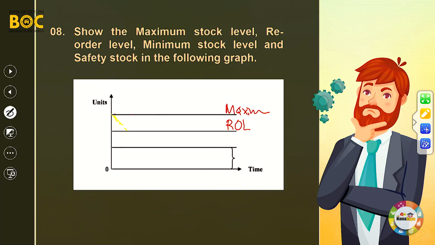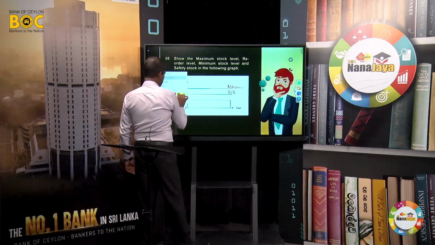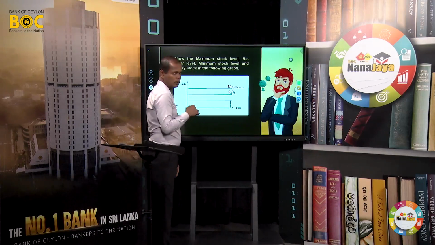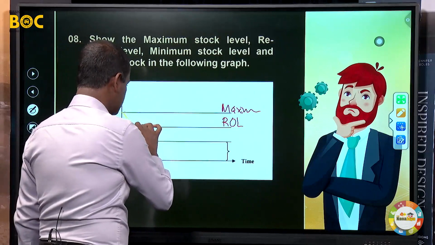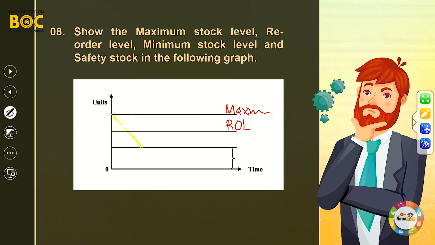The reorder level is the inventory level at which you make your next order. Even though you order, you don't get the stock in the store right away. Until you receive the stock, you are using it. Then this stock level is called the minimum stock level. Then you receive the stock, and the stock goes to your maximum.